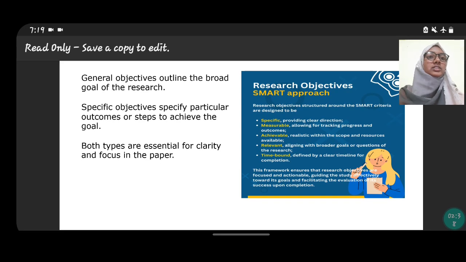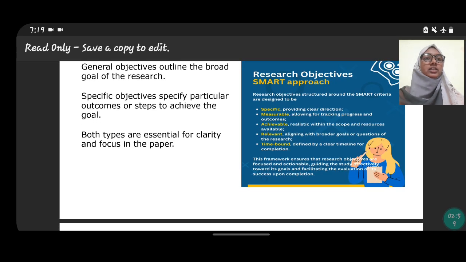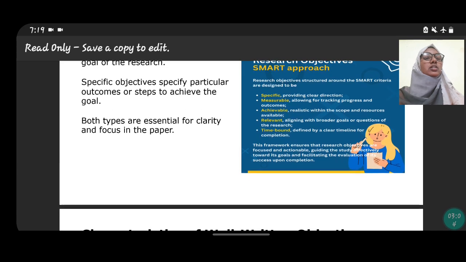So in the picture you can see that research objectives are structured around SMART criteria and designed to be specific, measurable, achievable, relevant, and time bound. All these measures come under the types of objectives, and these are the objectives we need to follow.